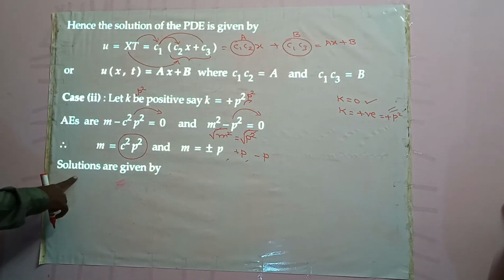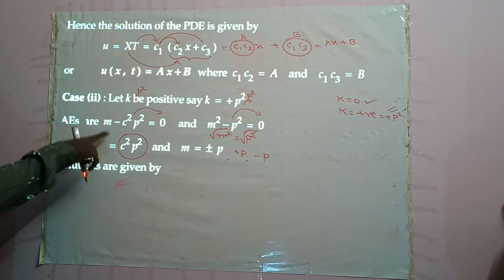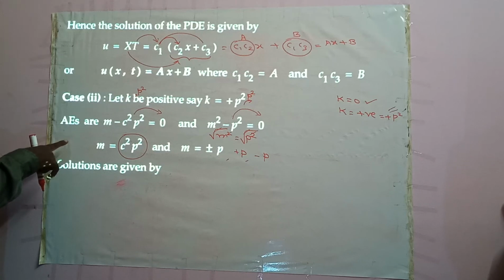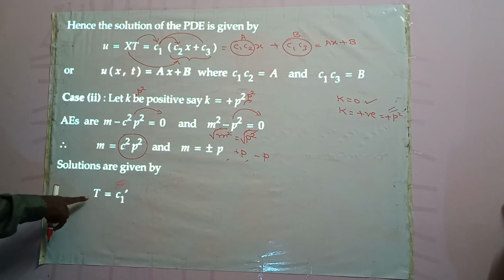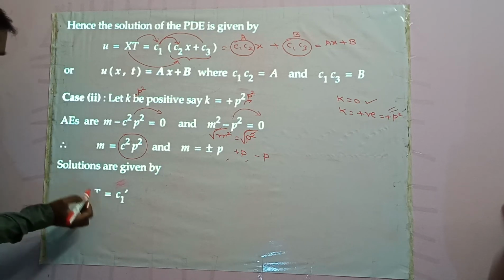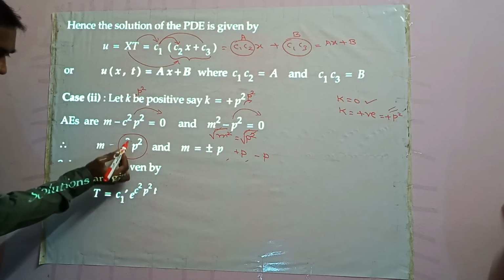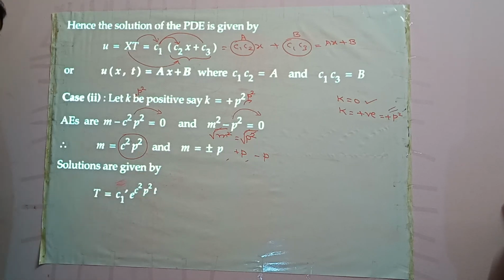Let us write the solutions. This root is for the differential equation for T. This is for T. This root is for the differential equation which contains capital T. Therefore, the CF is capital T is equal to C1 dash e to the power, this root we write here, C square P square into T.